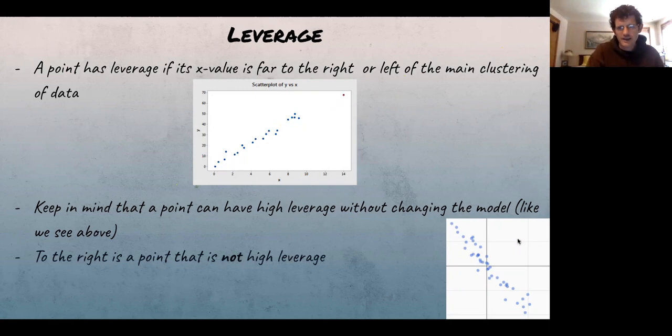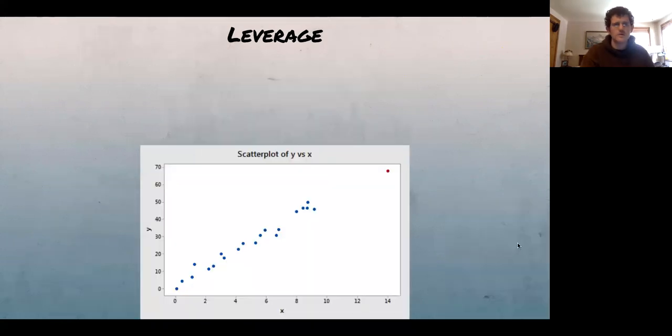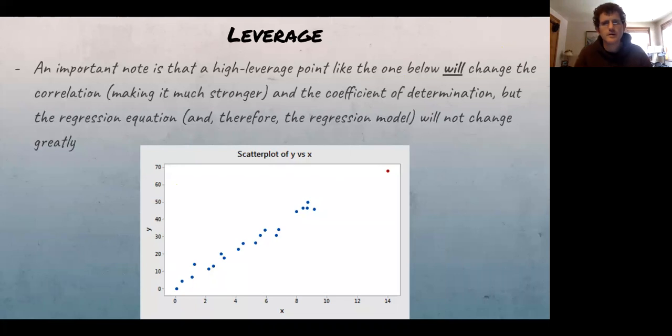So this one's not high leverage. It does affect the model somehow, so we would call this an outlier. And we already said that. So a little bit more.